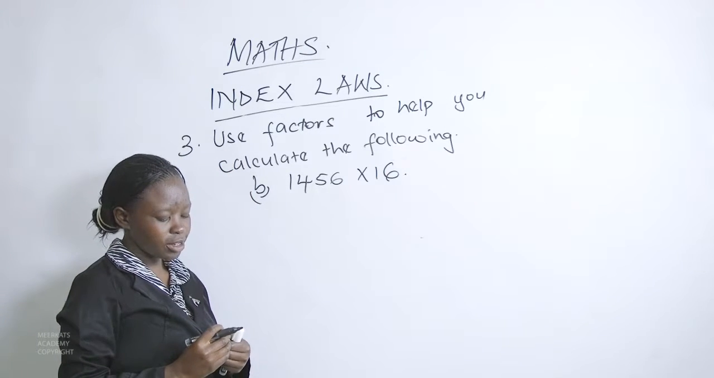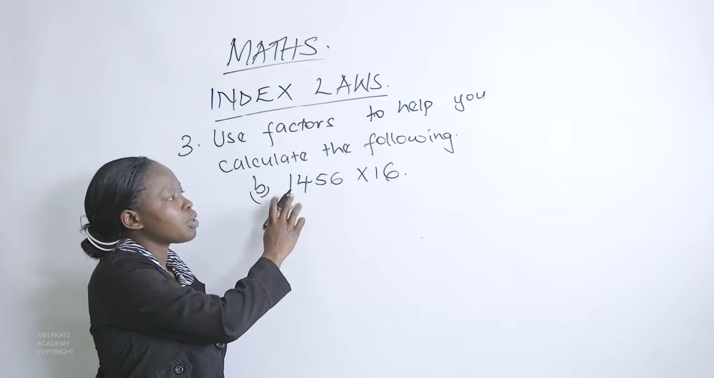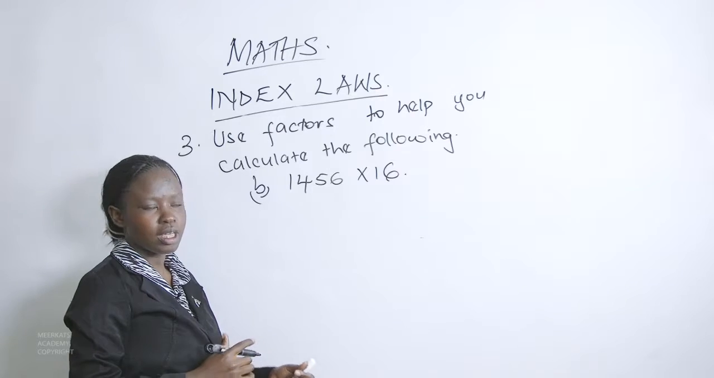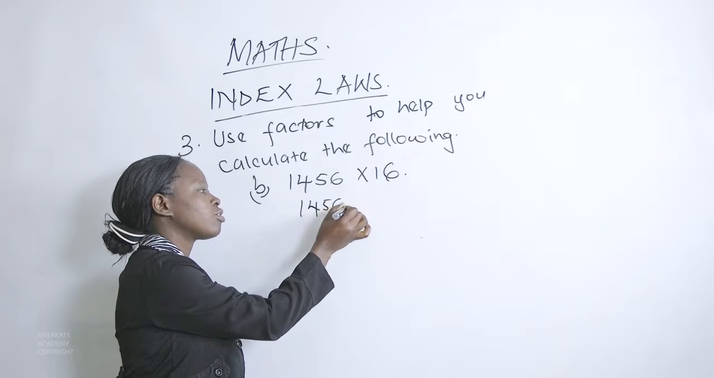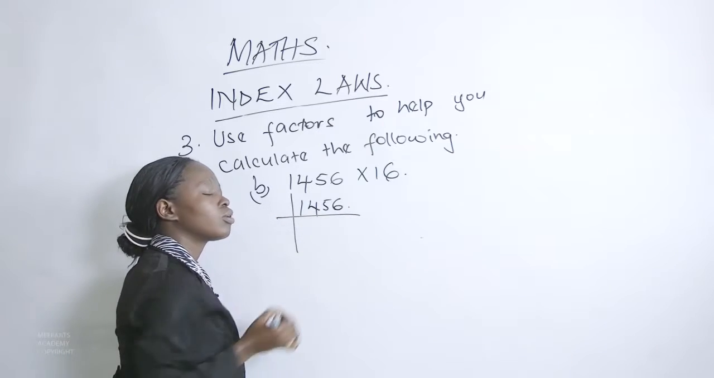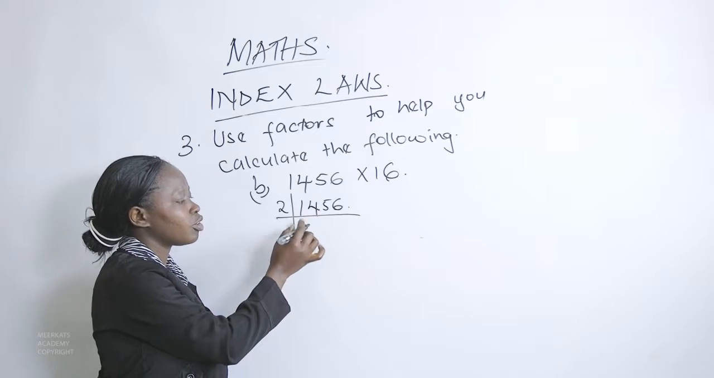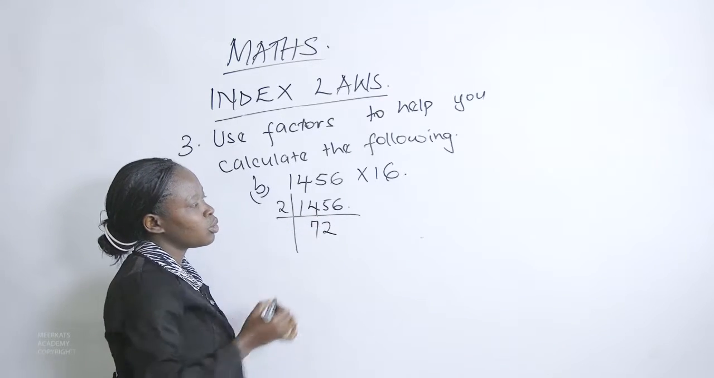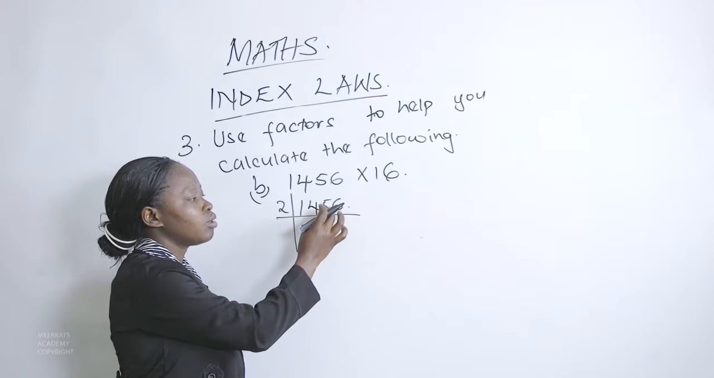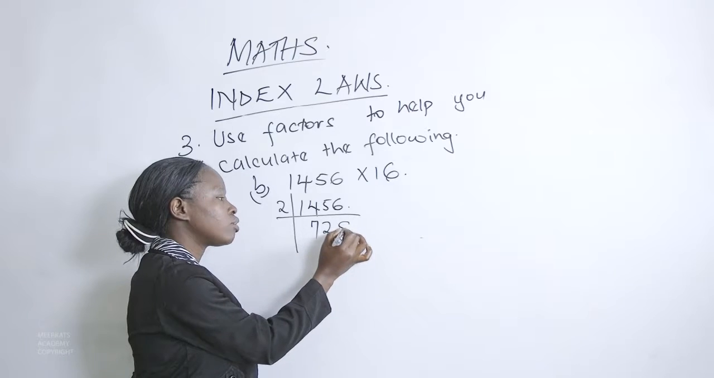So I just want us to find out what are these factors that are making up 1,456. Finding out the factors, then we have 2 into 14, 7, 2 into 5, 2. We are left with 1. This makes it 16. 2 into 16, 8.